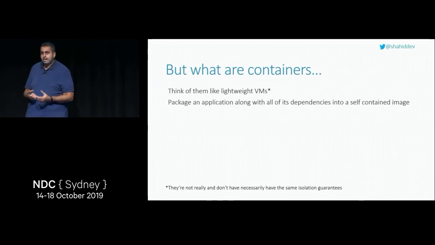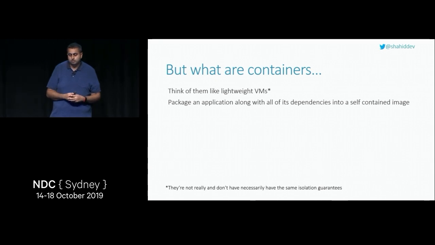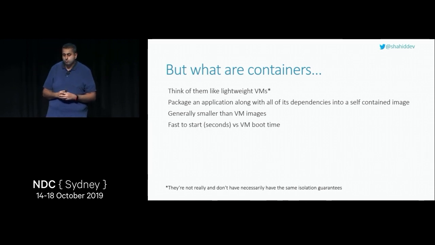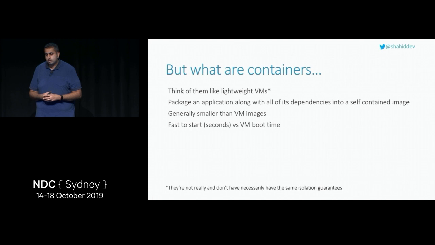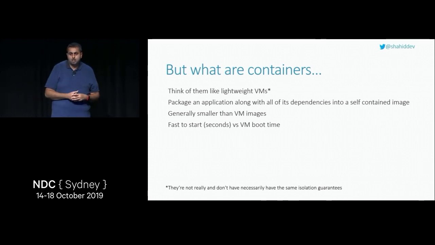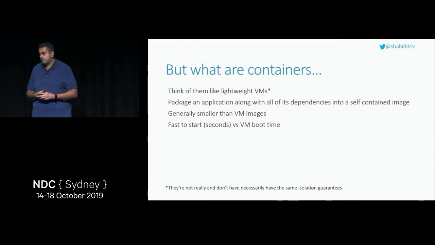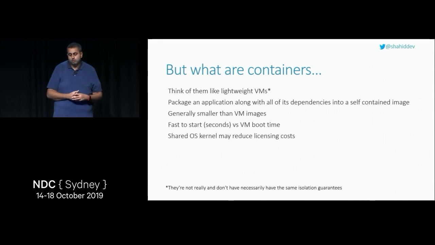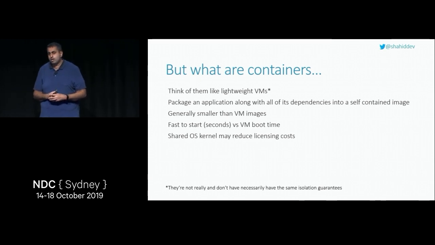What they allow you to do is package your application, along with its dependencies, into a self-contained image. Unlike VM images, container images are generally much, much smaller. And they're much faster to start. So whereas VMs could take minutes to start, container images typically start within a second or a couple of seconds. Containers share the operating system kernel. And because of this, depending on the operating system you're using, you can get a lot of savings in terms of not having to pay additional licenses.